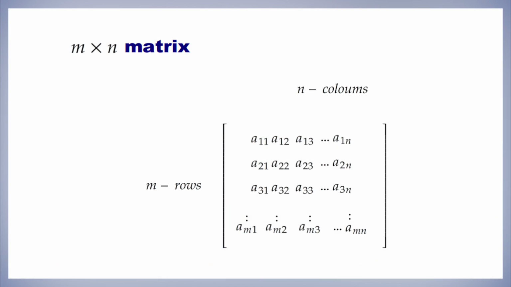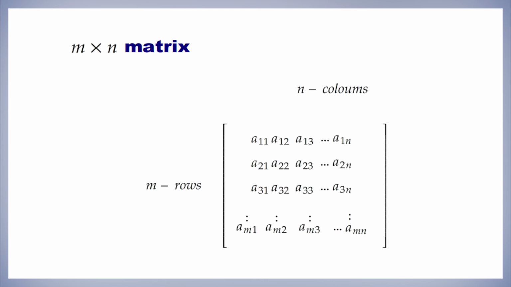See this m by n matrix. It has n columns and m rows. The vertical arrangement is called columns. The horizontal arrangement is called rows. See this matrix: A11, A12, A13 and so on to A1n. The next one is A21, A22, A23 and so on to A2n. These are rows. The last one is Am1, Am2, Am3 and so on to Amn.